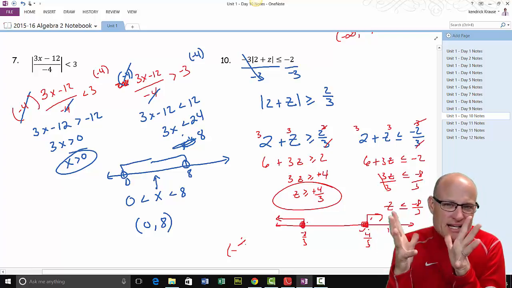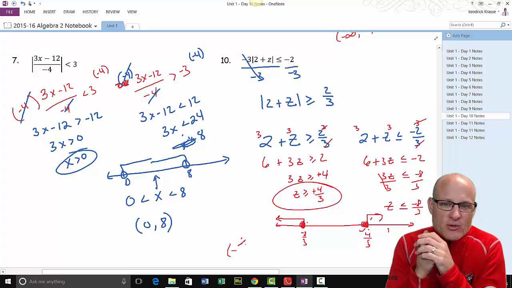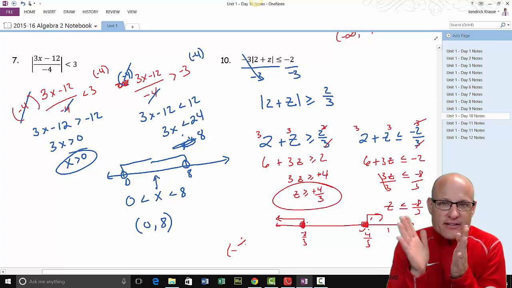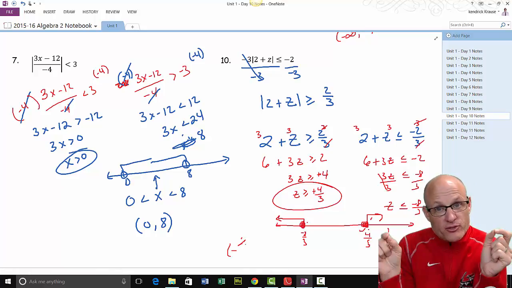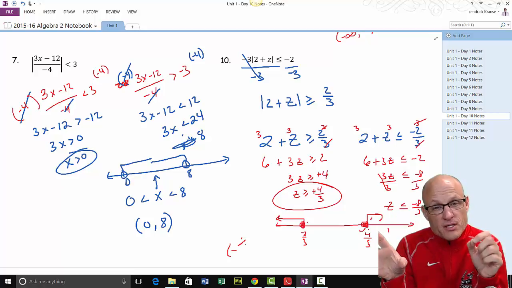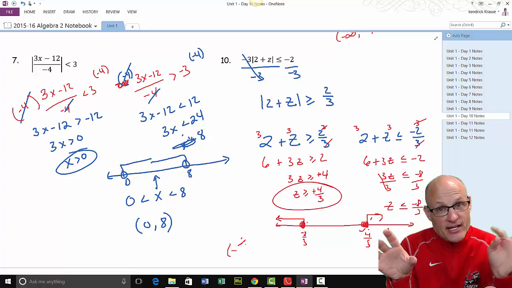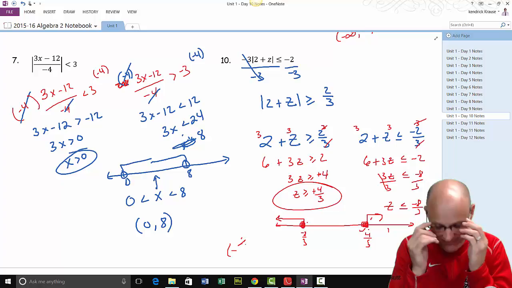That was a lot of extra problems for you, just in case you're struggling with these things. The key is get the weird thing alone, split it up into two equations: the original and the negation. You flip the sign and you negate the right side.